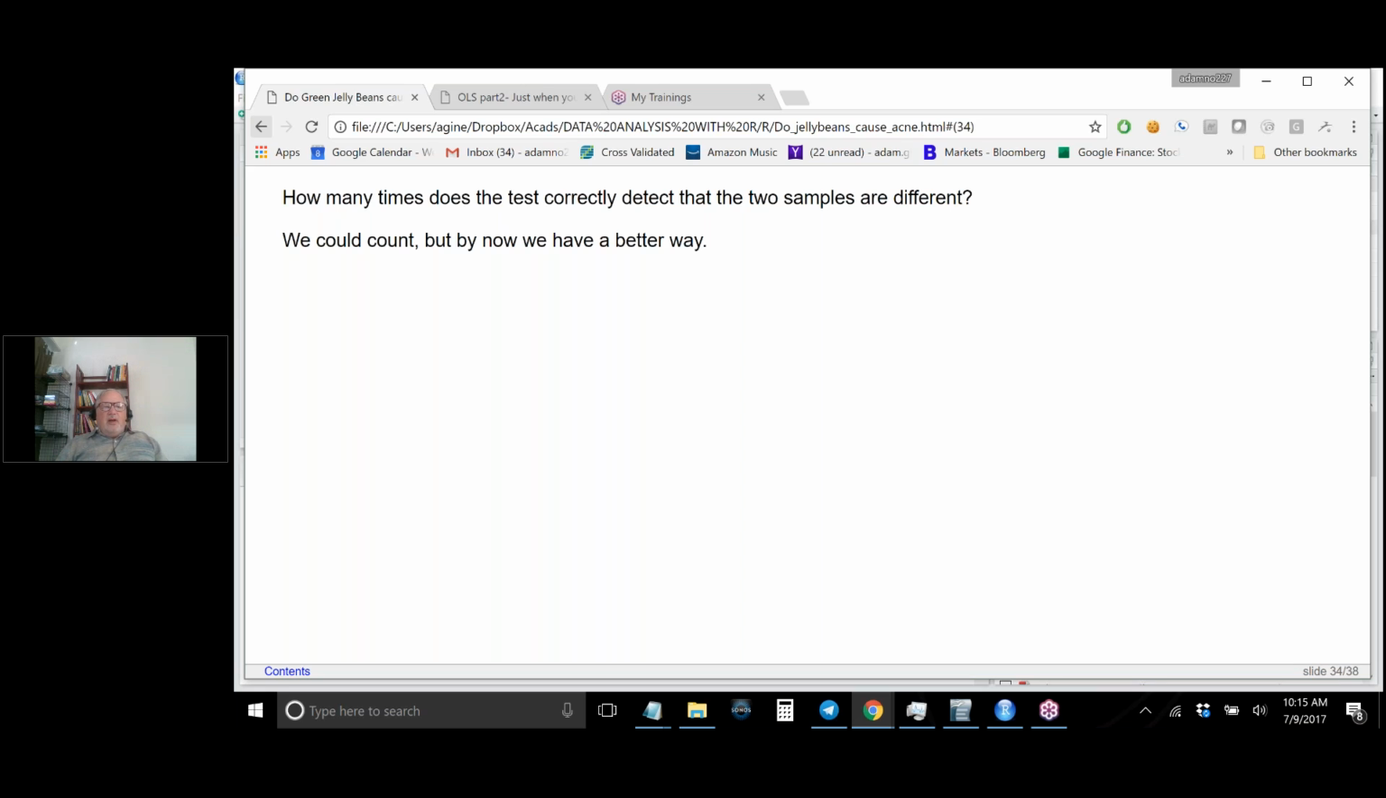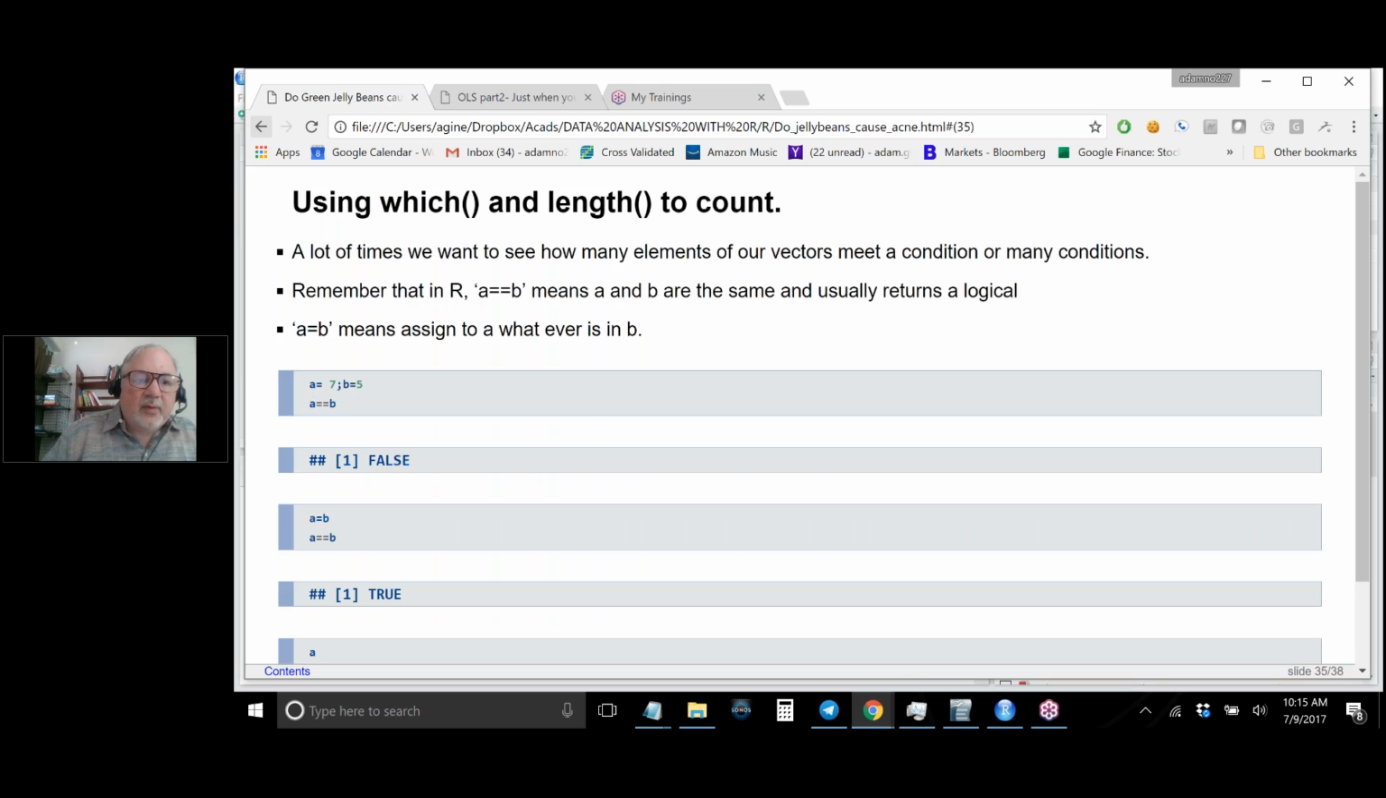But you might want to ask, how many times did the test correctly detect that the samples are different? You could just look over the list of all 100 things and count. You're looking for all the times that it's less than 0.05, but there is a better way. And that is, we can use the which function and the length function to do this. You've seen me use this a couple of times, but I want to flesh this out, because it's something that you should know how to do, and you will have to do both in your upcoming assignment and in real life, when you want to say, how many times did we actually have something happen?